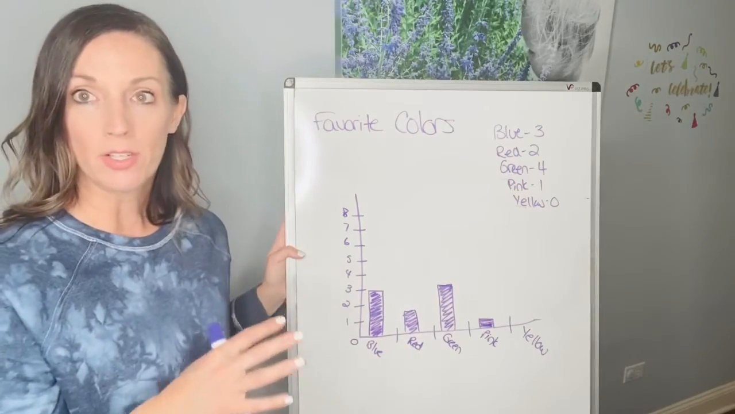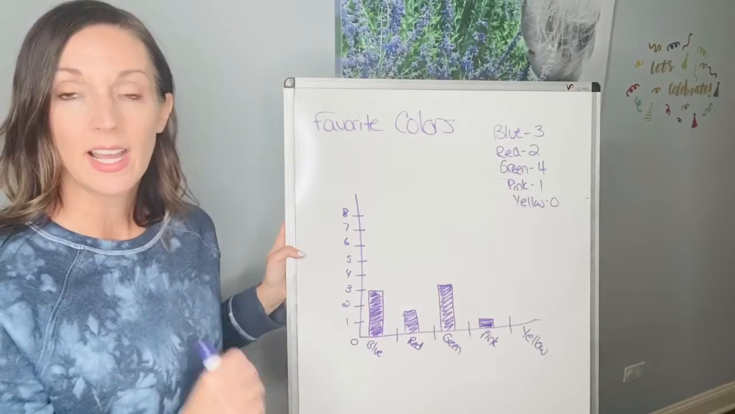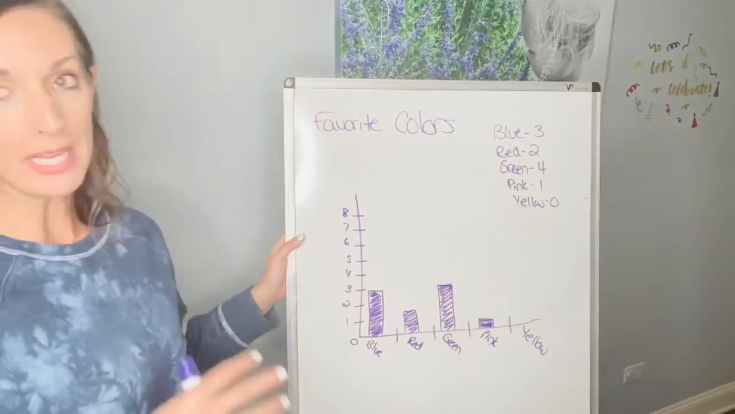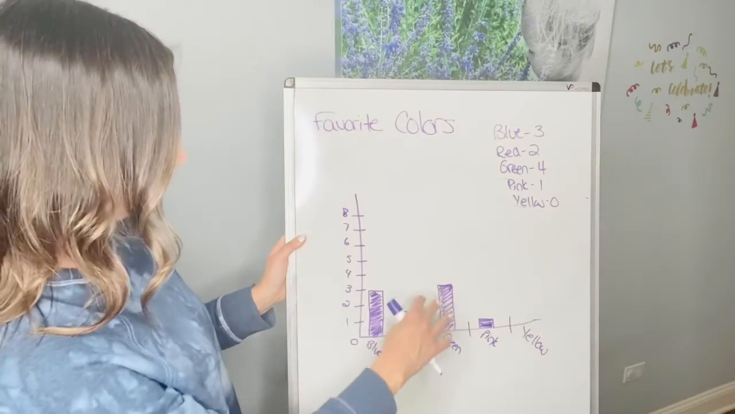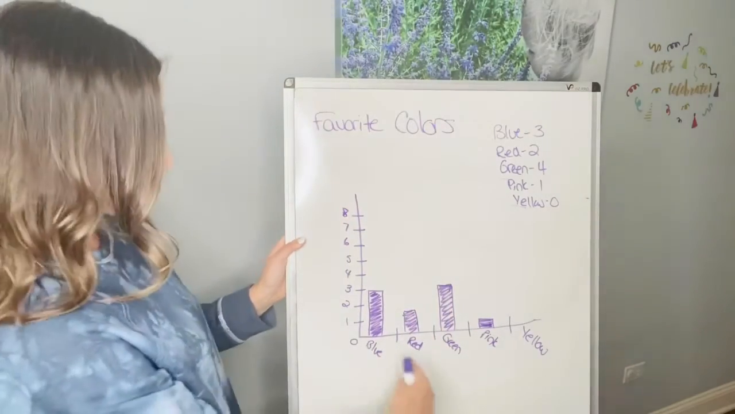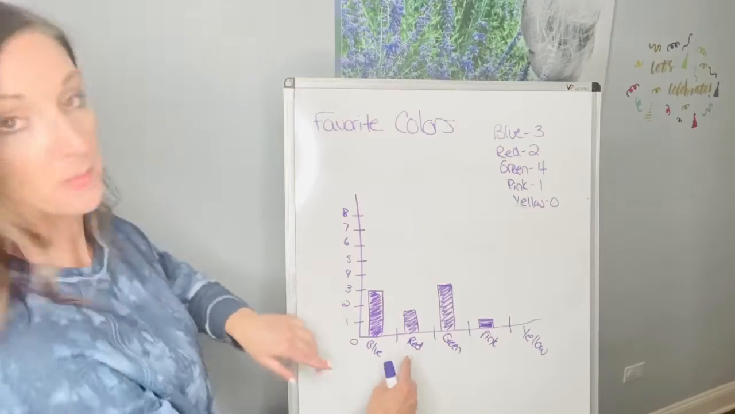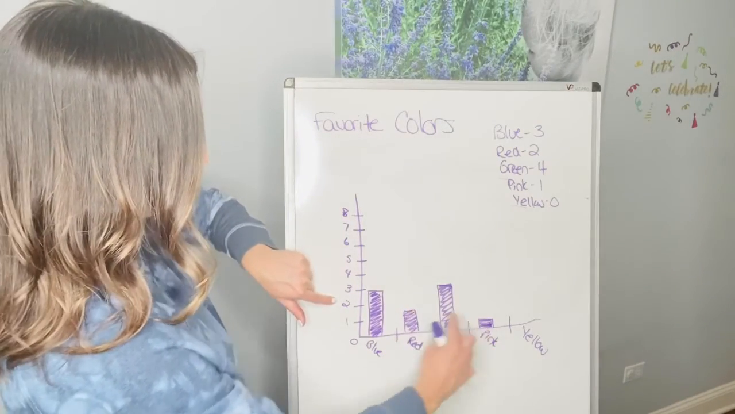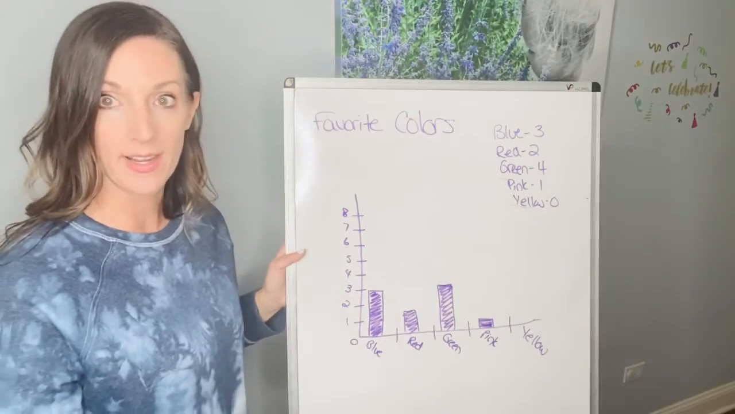Then I want you to be creative and ask questions. Pretend you're the teacher and ask questions. How many more people chose red than pink? And then ask someone to answer it after they have your bar graph. So how many more would be a subtraction problem? So there's 2 for red, 1 for pink, 2 minus 1 equals 1.